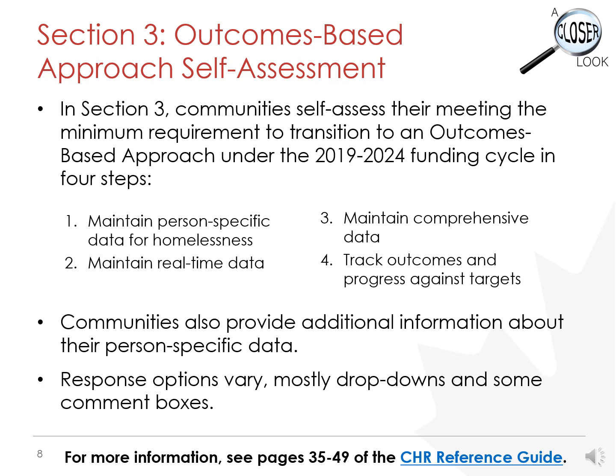As you complete Section 3, a summary of your progress with the minimum requirements is automatically generated in two tables. The last question in this section is a comment box where we ask you to highlight any efforts and/or issues related to your community's work to transition to an outcomes-based approach, as well as some other prompts for consideration. For more information, you can refer to pages 35 to 49 of the CHR Reference Guide.